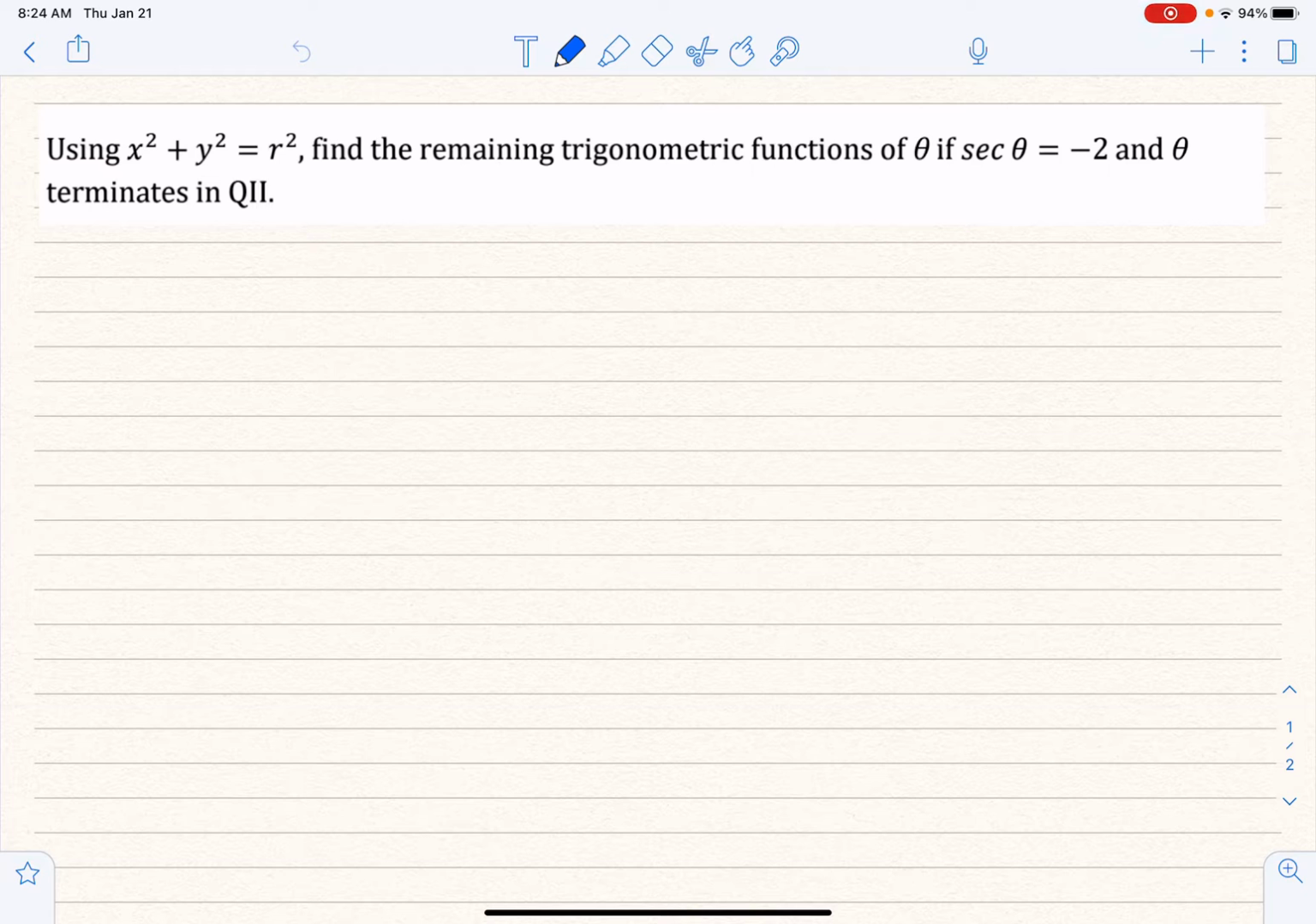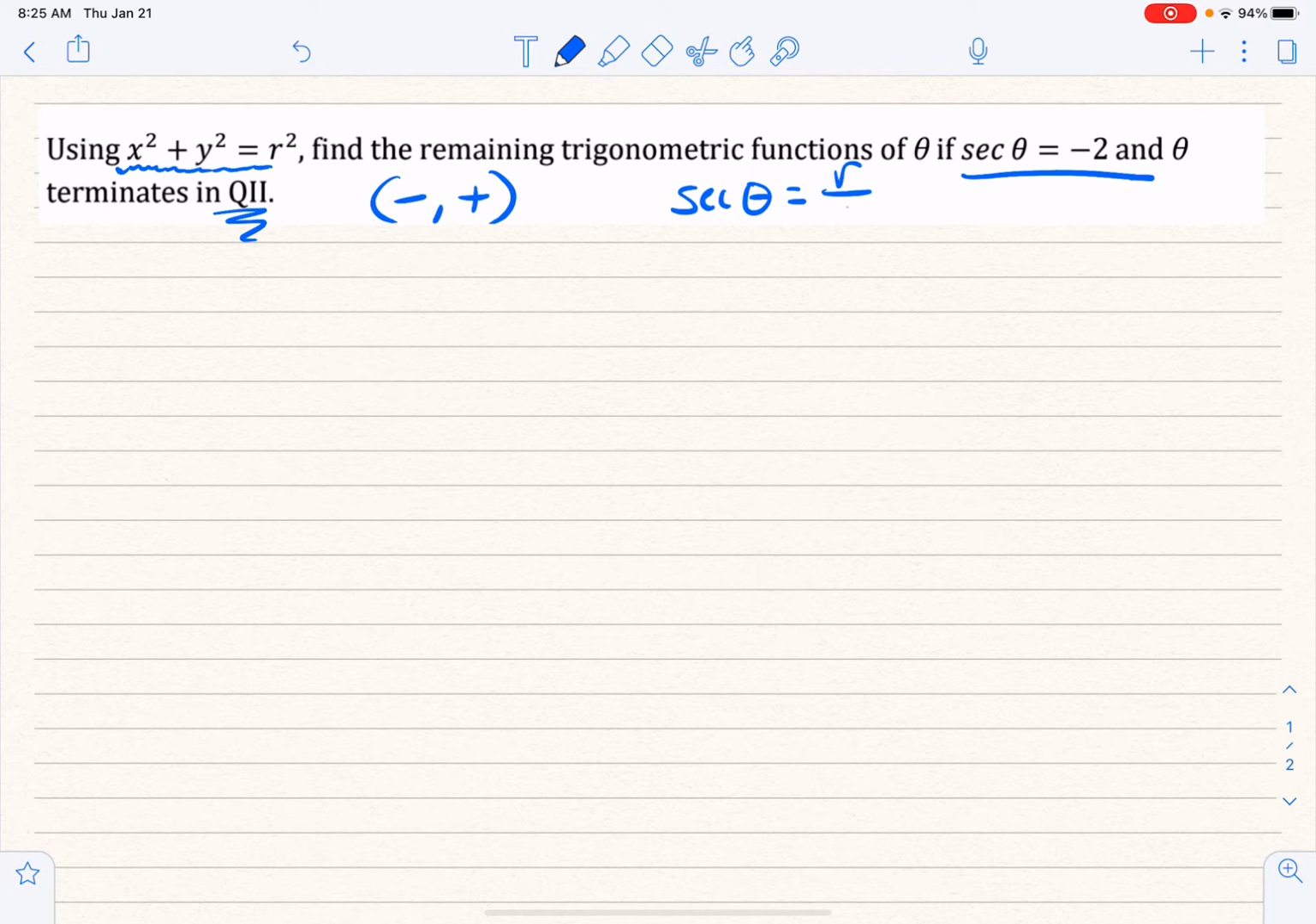This says we're going to use this idea of x squared plus y squared equals r squared if we're given secant theta equals -2 and theta terminates in quadrant 2. Okay, so that would mean that x is negative and y is positive. Let's see, secant theta. What is secant theta? Secant theta is r over x, and we're told it's -2. R can never be negative, so it must be the x. And so therefore, from this, we're getting that r is 2 and x is -1.